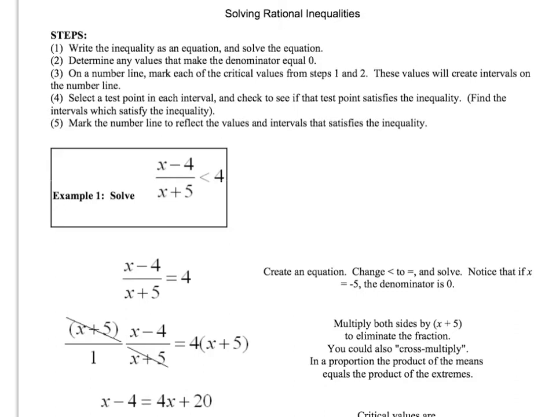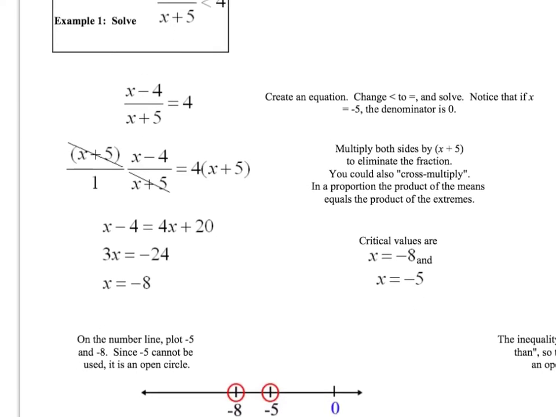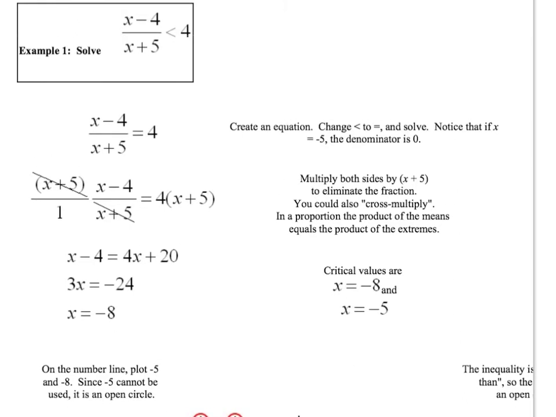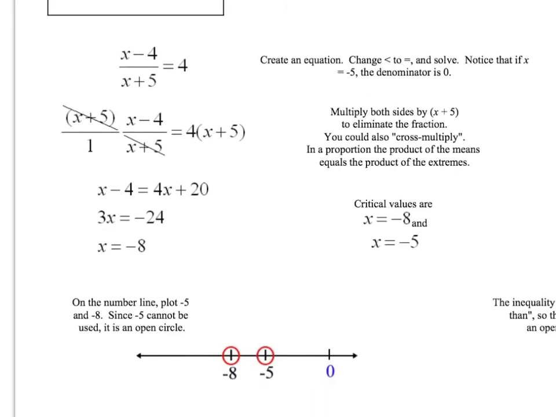So our first step is that we're going to change the inequality to an equal sign, solve it like we did yesterday, make a number line, and then figure out which way to shade on that number line. Our first example is x minus 4 over x plus 5 is less than 4. You can see that the first step they did was change the inequality to an equal sign. Then to solve, you can cross multiply, or multiply by that denominator, the x plus 5. You would be left with x minus 4 is equal to 4x plus 20. Solve for x, and you get x equals negative 8.